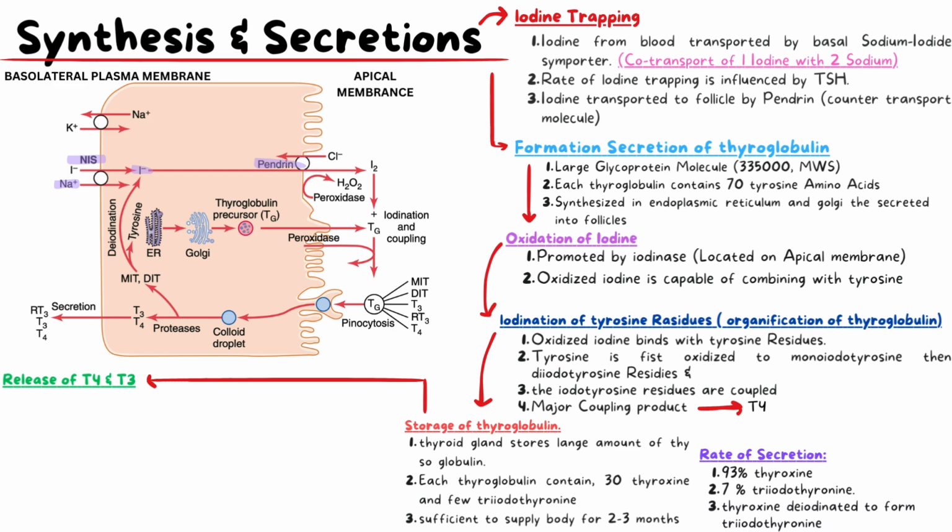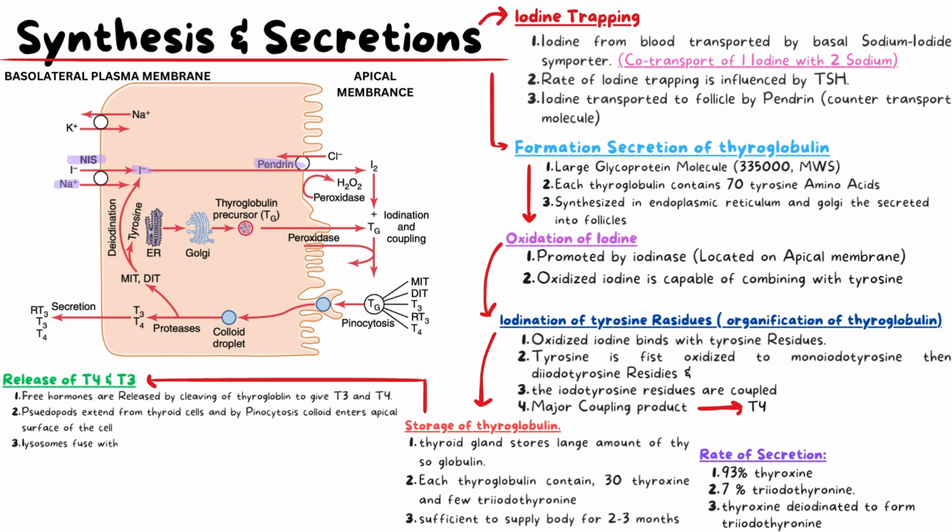Now we must know how they're released into the blood. Thyroglobulin is cleaved in order to give T3 and T4. Pseudopods extend from the thyroid cells and cause pinocytosis. This pinocytosis leads to colloid entering the apical surface of the cell. Lysosomes then fuse with these vesicles, which leads to the breakdown of thyroglobulin, giving T3 and T4 by the action of the enzyme protease. T3 and T4 are then able to diffuse into the surrounding capillaries.